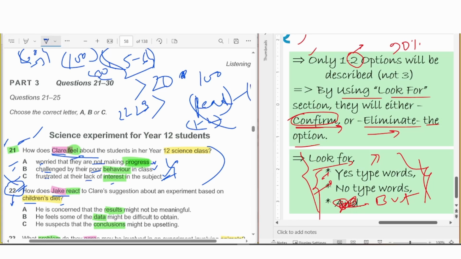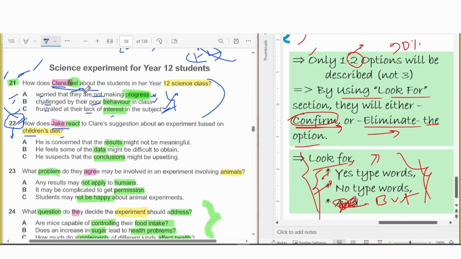So when you're going to listen, you need to do two things. One, you will just match. These are the things about the feelings, progress, behavior, interest, results, data, conclusion, not apply, humans, permission, notice. These are the things you're going to try to listen for, and then you need to understand, okay, either they will confirm or they will eliminate, and they're going to eliminate with the yes type of word, no type of word, and after that finally but. These are the three types of words that play the role.